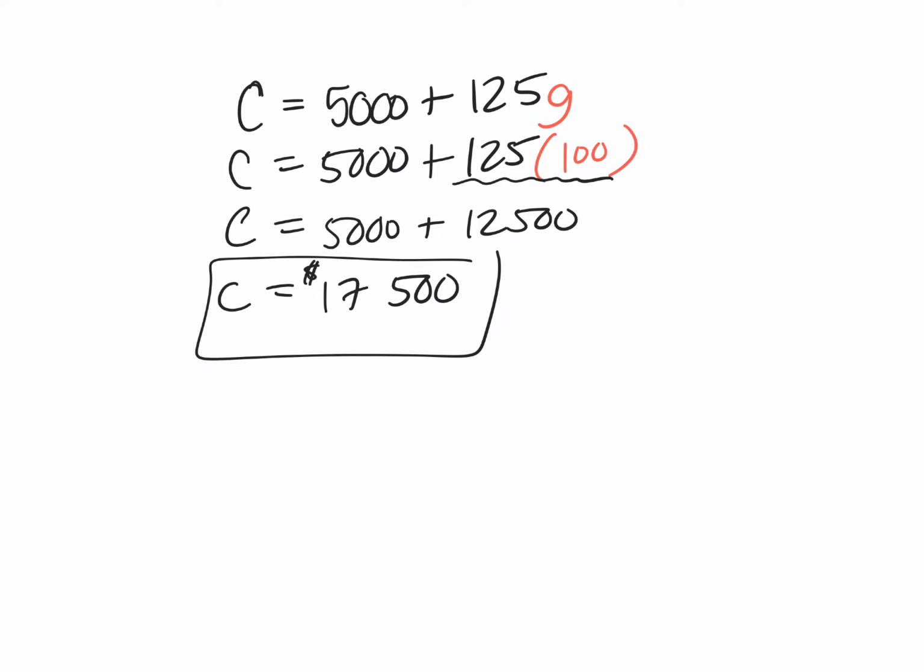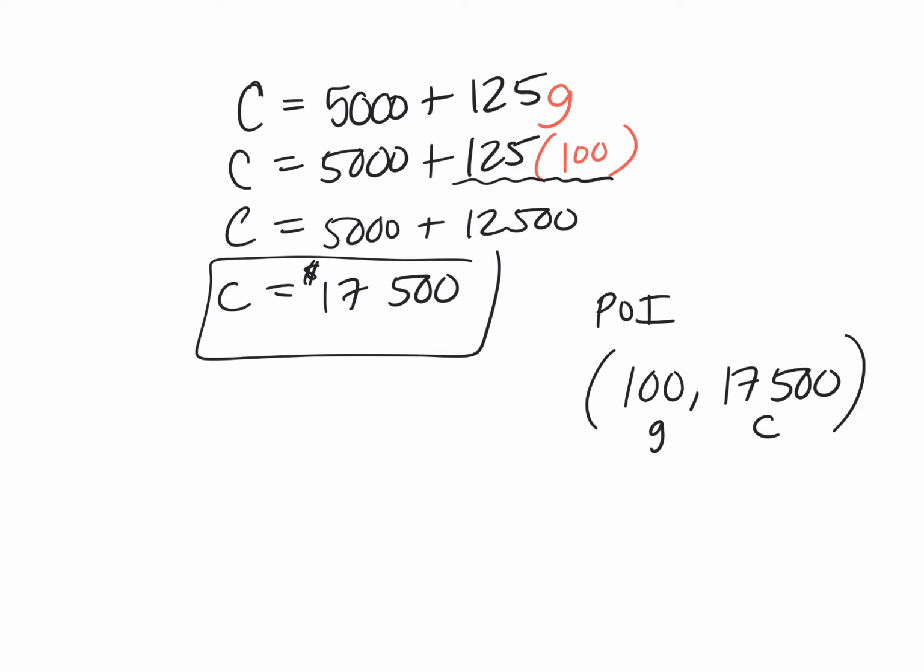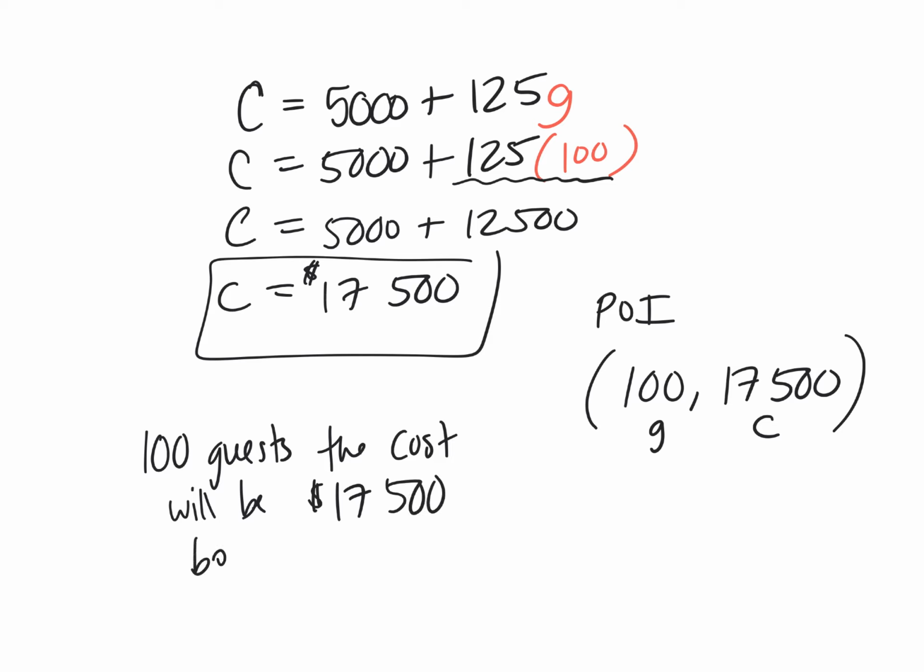17,500. So what does the point of intersection represent? Well, the point of intersection is 100, 17,500. This was G and this was C. What does that represent in this question? For 100 guests, the cost will be what? The cost will be 17,500 for both halls, right? Point of intersection is a point that is the same for both equations.